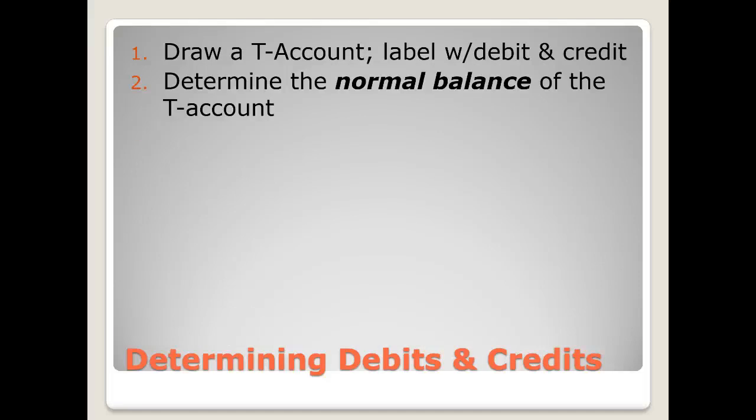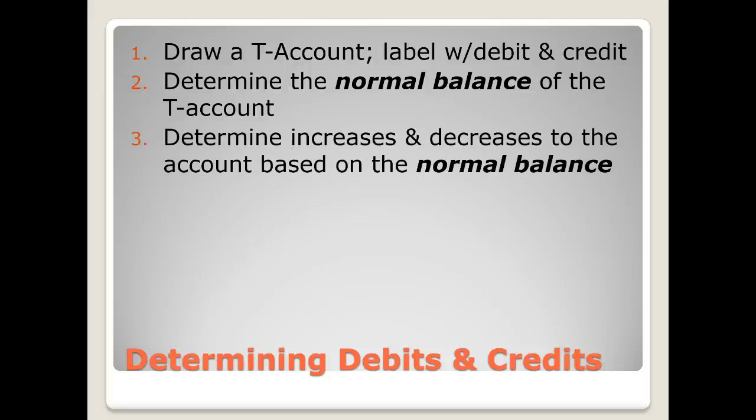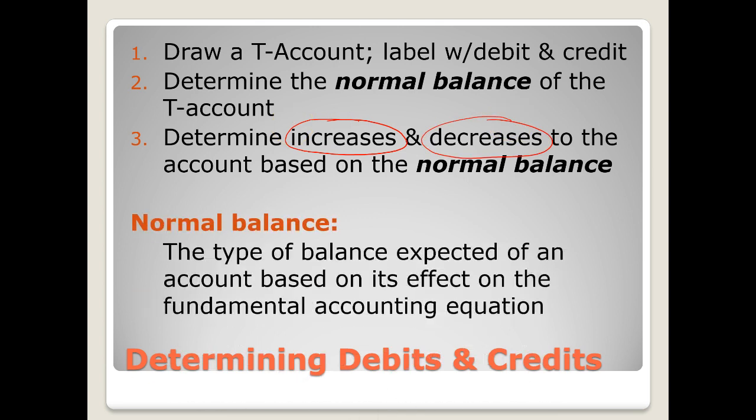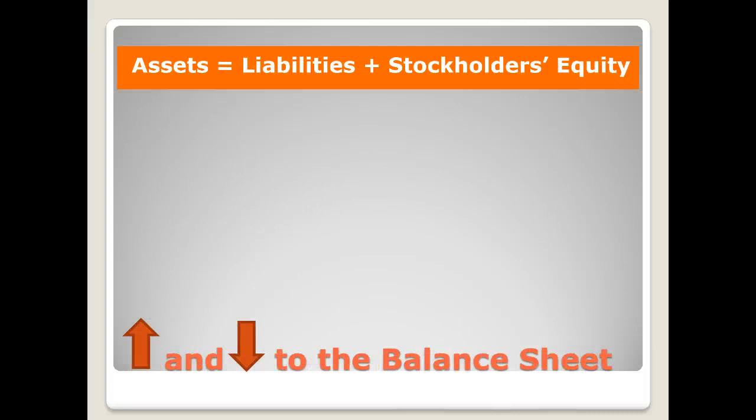So, draw the T account. Just draw a T. Then you need to know the normal balance for that particular account. The normal balance is either a debit balance or a credit balance. Whatever the normal balance is, you will enter that for the increases, and decreases will be the opposite. Now all this probably seems confusing. So let's actually go back to our fundamental accounting equation. Remember that? Assets equals liabilities plus stockholders' equity. That fundamental accounting equation determines the normal balances for the various accounts and whether or not that normal balance is a debit balance or a credit balance.